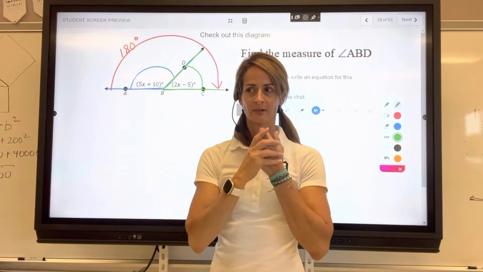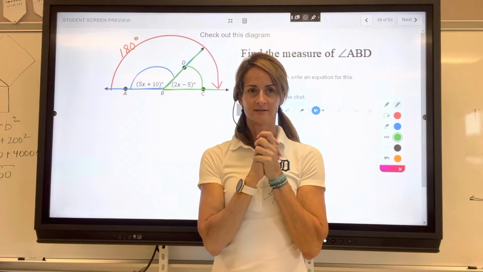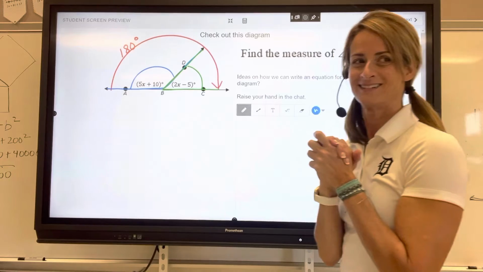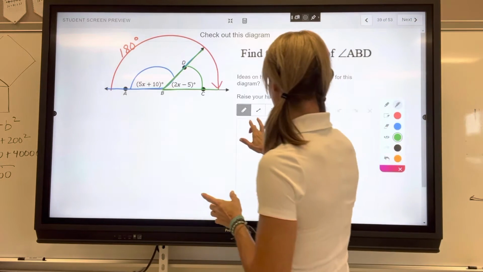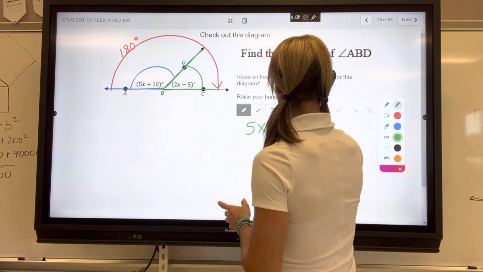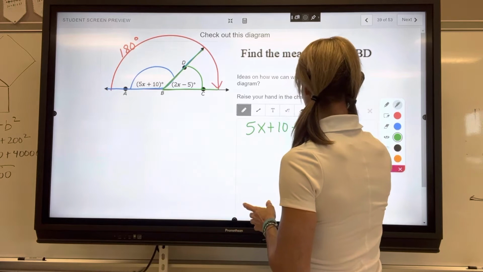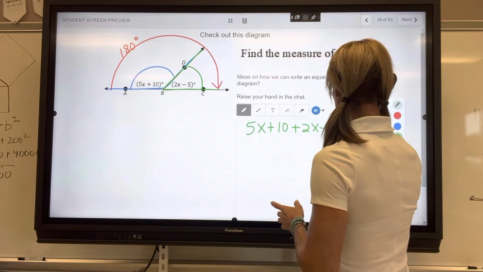Okay, Brandon. 5x plus 10 plus 2x plus 5 equals 180 degrees. Perfect. Everyone's writing this down.